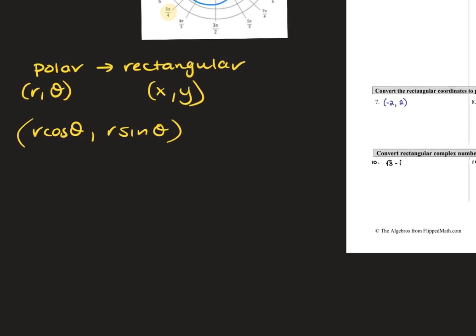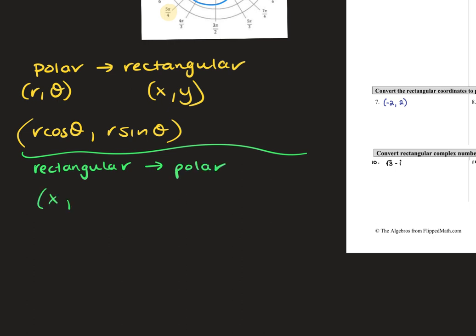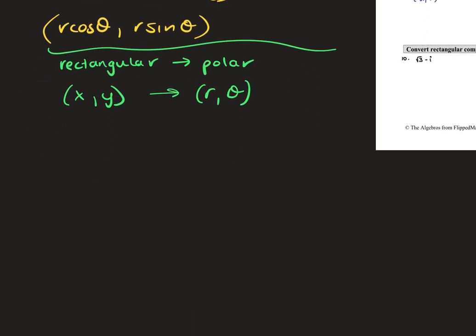Then comes rectangular to polar. So I'm going to start with x, y, and I want to answer with r, theta. These are the ones where you have to start by figuring out what quadrant they're in. So find the quadrant of the point. Because once you find tan of theta, there are going to be two answers for the inverse of tan theta, and based on where the original point lies is where your answer is going to be.